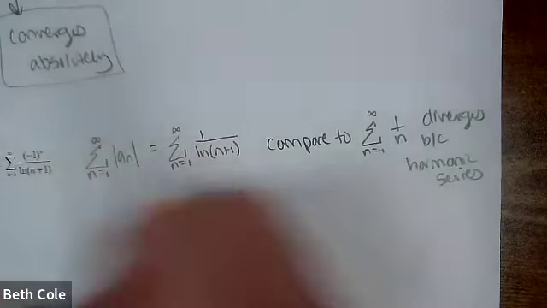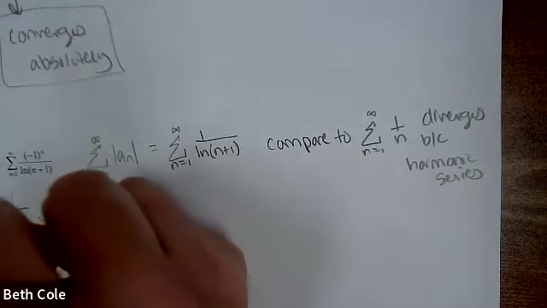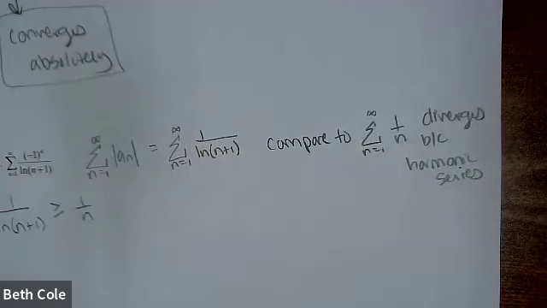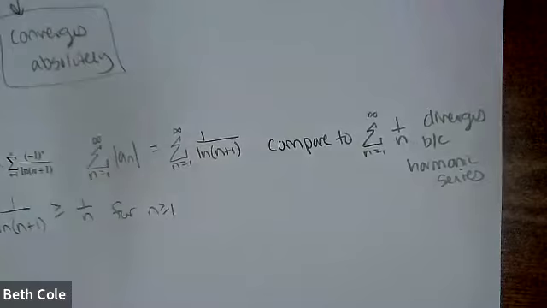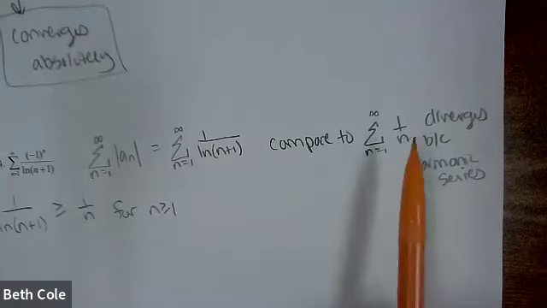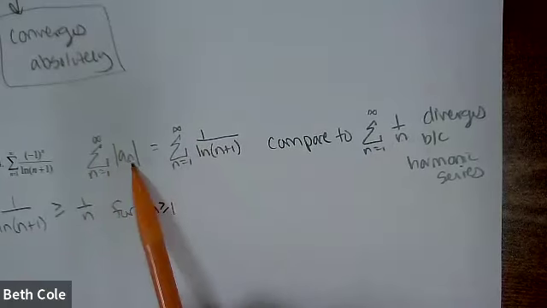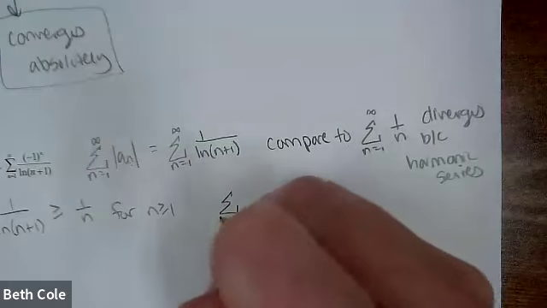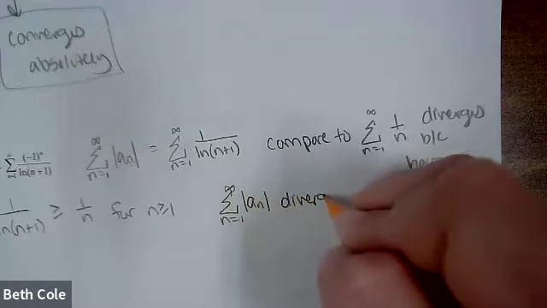All right, so this 1 over ln of n plus 1, we have to show that that's bigger than 1 over n. And it will be, I promise. And so our conclusion from that is, since the one we compared to diverged, this absolute value one also diverges. So this is our conclusion. The absolute value one diverges.